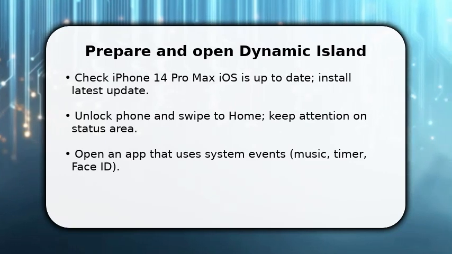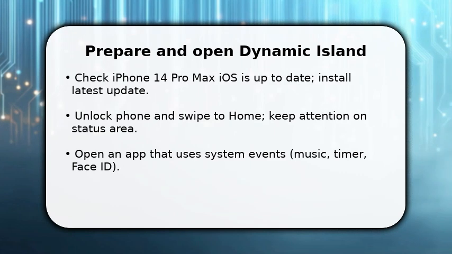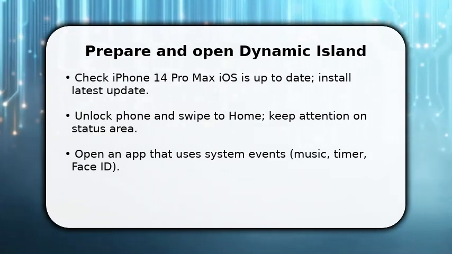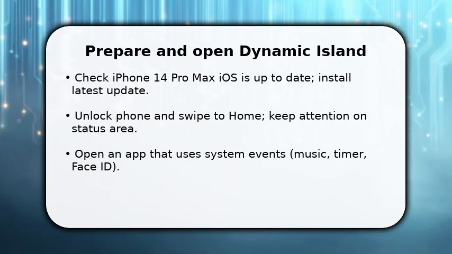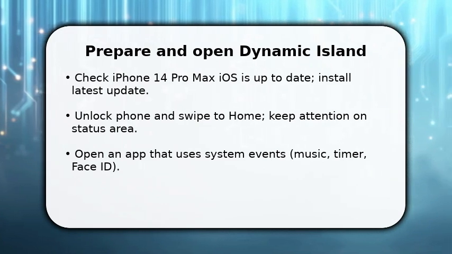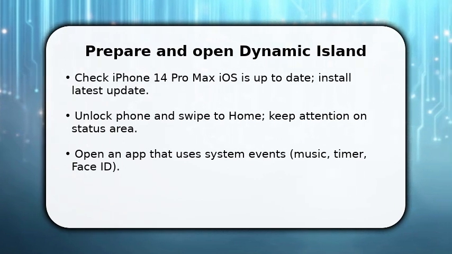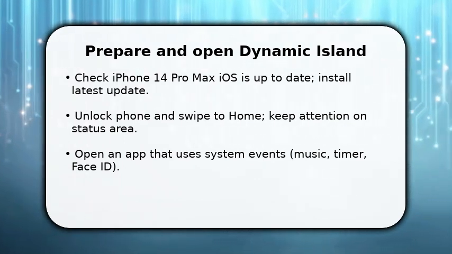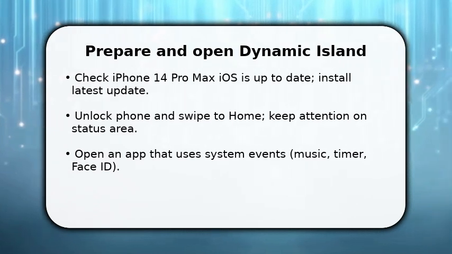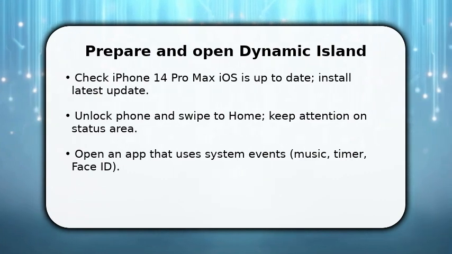You start by confirming your iPhone 14 Pro Max runs the latest iOS so Dynamic Island behaves predictably. Then unlock the phone and position yourself at the home screen. The pill-shaped area at the top center is where events appear. Open an app that triggers system activity like music playback, a timer, or Face ID notifications so you can observe the island in action. Once done, watch how the island expands for interactions and readouts. This prepares you to control its features immediately.